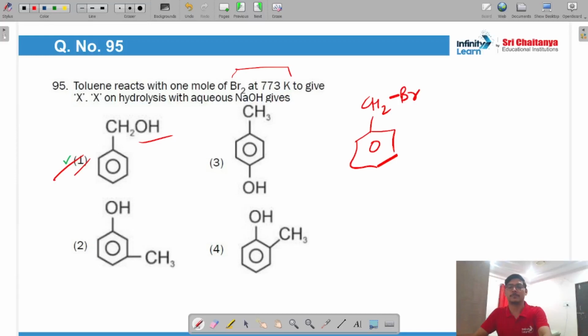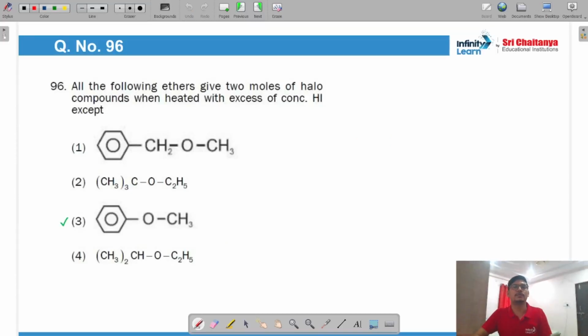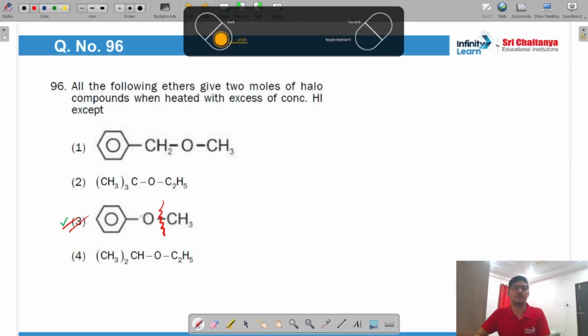This, right? All the following ethers give 2 moles of halo compounds when heated with excess of conc HI, except this one, because remember phenyl ethers always undergo cleavage at this site because of the partial double bond character here. So phenol is always one of the products. Remember that.